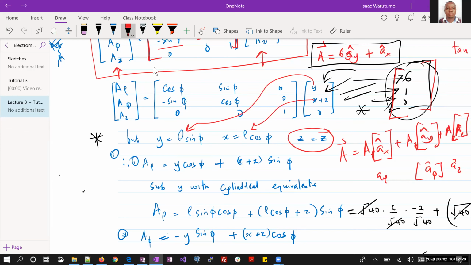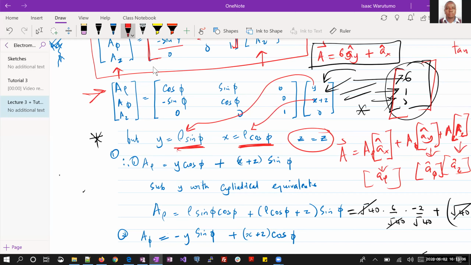It is very tempting, and I was also getting tempted to do that, but that is not how you do it. At this point, because of this transition between AX, AY, and AZ to A row, A phi, and AZ, you must change my Y to be expressed in terms of cylindrical coordinates and your Z in terms of cylindrical coordinates. So having said that, we now express this matrix in this form.